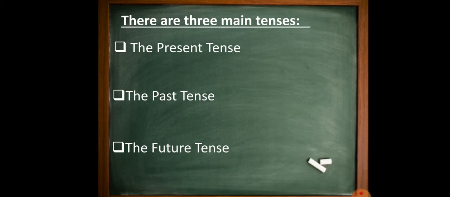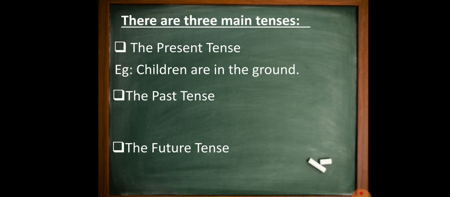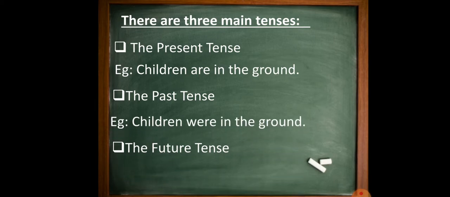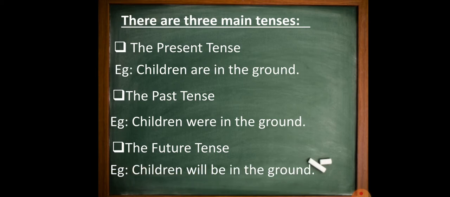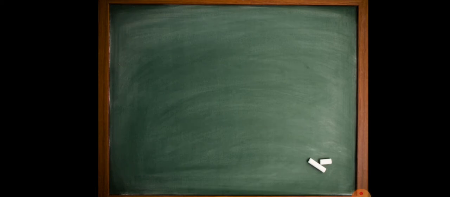Let's take up some examples. Children are in the ground. This sentence is in the present tense. Children were in the ground. This sentence is in the past tense. And children will be in the ground. This sentence is in the future tense.